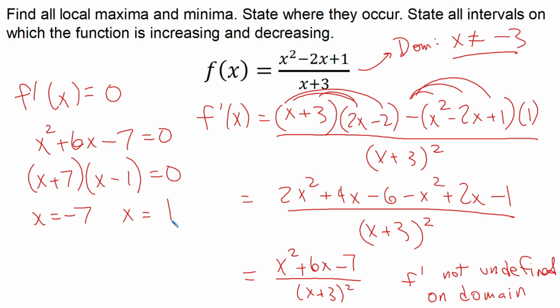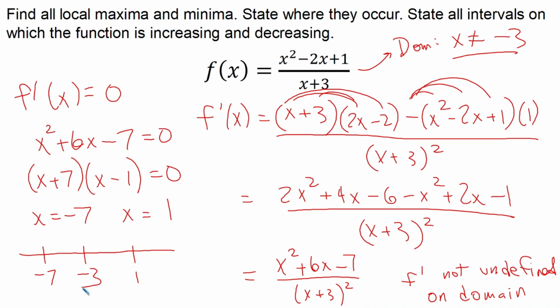So we've only got the two critical values. So we're going to make our sign chart here. And now we're going to put the values on my sign chart. I've got to be careful that I don't just put negative 7 and 1 on here, but I also need to put negative 3 on here, because that's a restriction on the domain. And something weird could be happening there at negative 3. And so I want to make sure that I'm careful about what's going on there at negative 3.